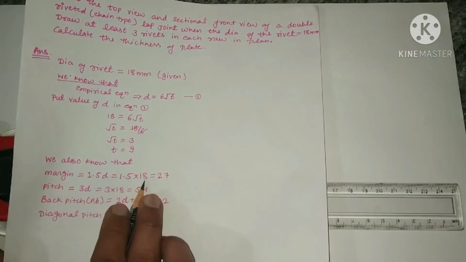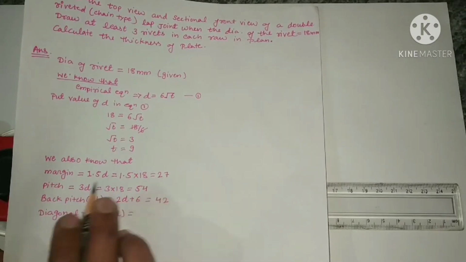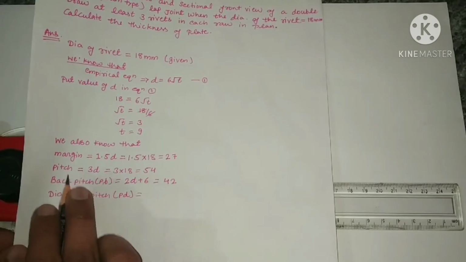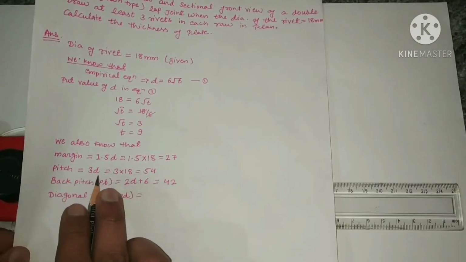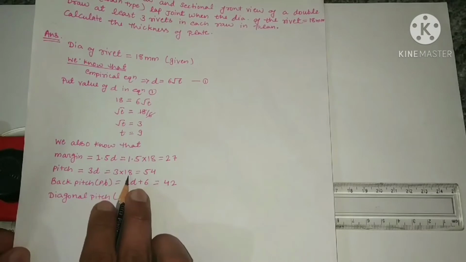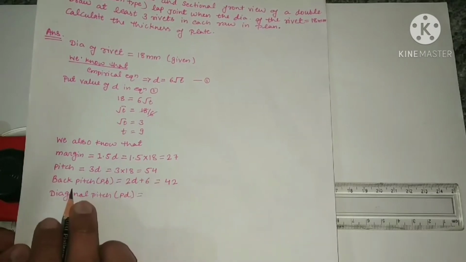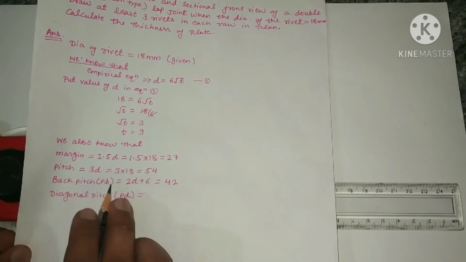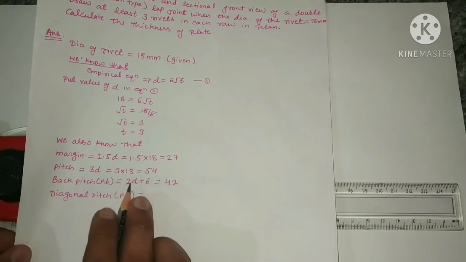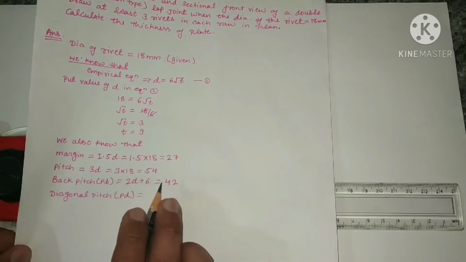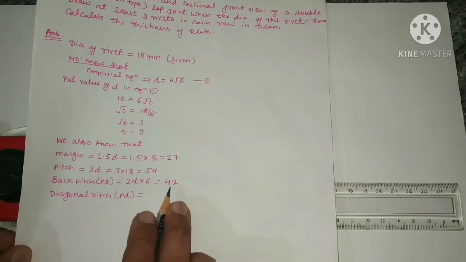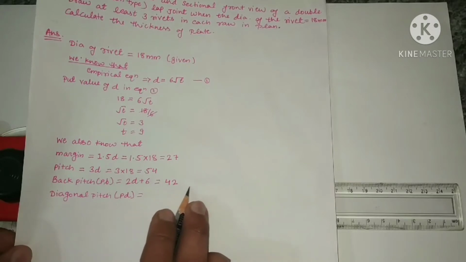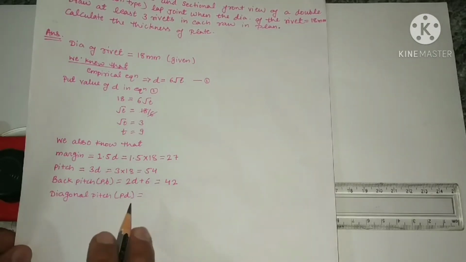We also know the margin, which will be equal to 1.5 times the diameter. That is 1.5 into 18, and the value is equal to 27. Now calculate the pitch. Pitch is equal to 3 times the diameter, which is equal to 54. Now consider the back pitch, that is 2D plus 6, which is 42, and the diagonal pitch as well.